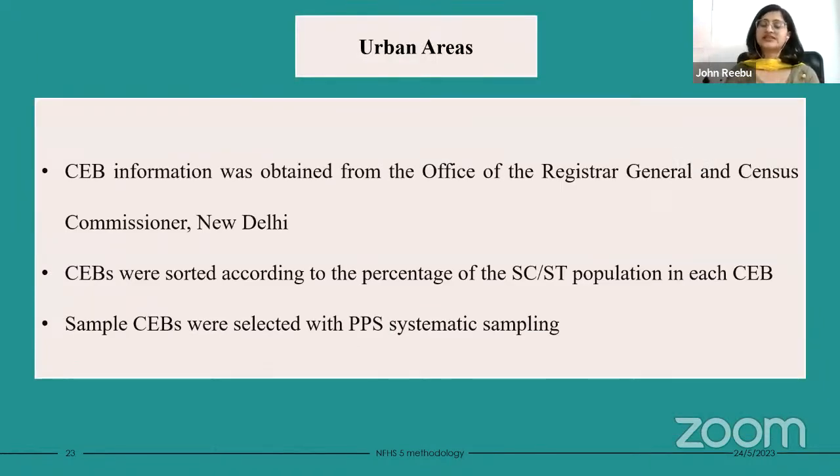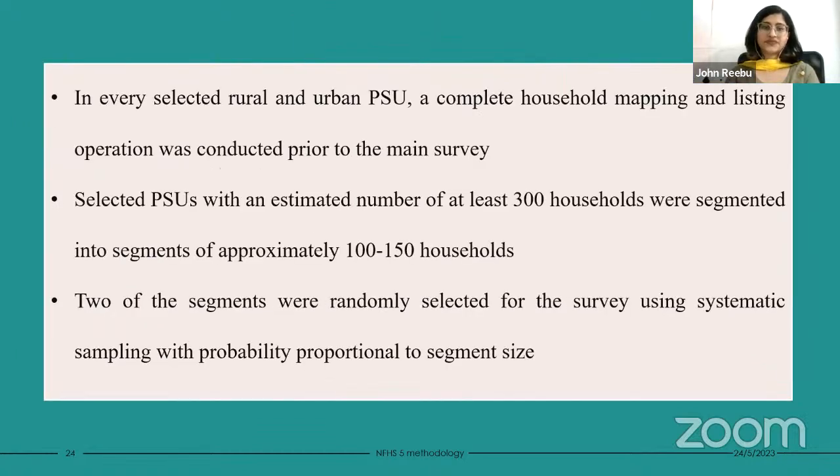Coming to the urban areas, as I said, it was divided into census enumeration blocks. And the information regarding census enumeration blocks was obtained from the Office of the Registrar General and Census Commissioner in New Delhi. And again, similar to the rural villages, census enumeration blocks were also sorted based on the percentage of scheduled caste and scheduled tribe. And here also the sample CEBs were selected based on PPS systematic sampling.